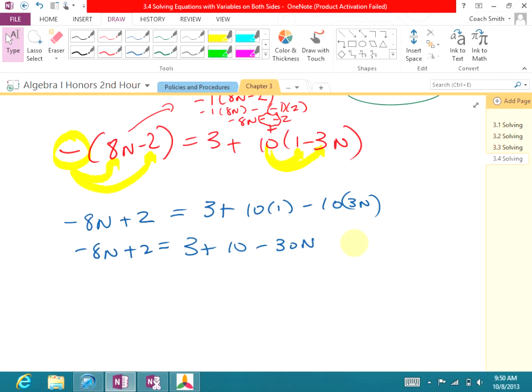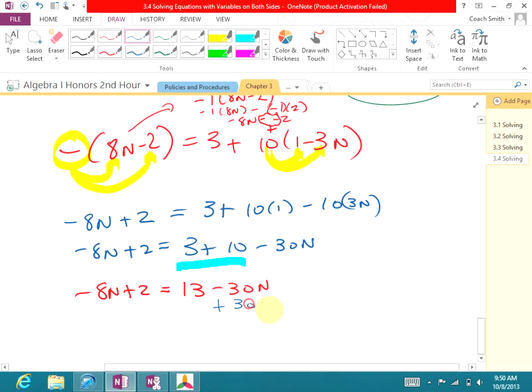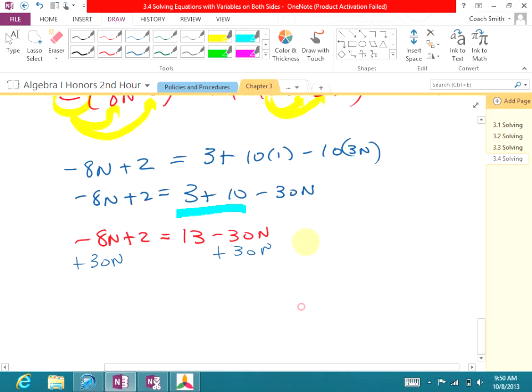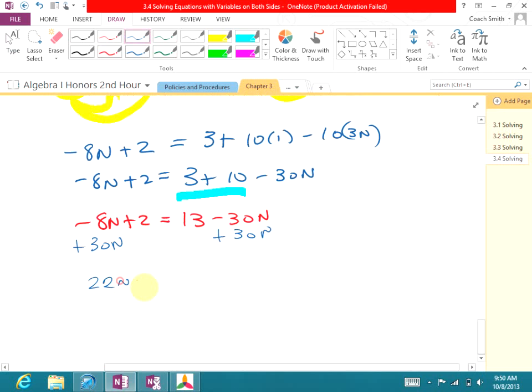All right, now I can put those two things together. Okay, so that gives me negative 8n plus 2 equal 13 minus 30n. Now, Brianna, this is where you can do either one. I can take and say plus 30n to both sides, okay? And that gives us 22n plus 2 equal 13. Or I can just do this.